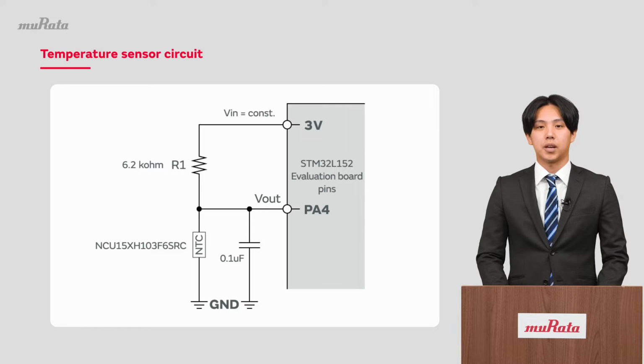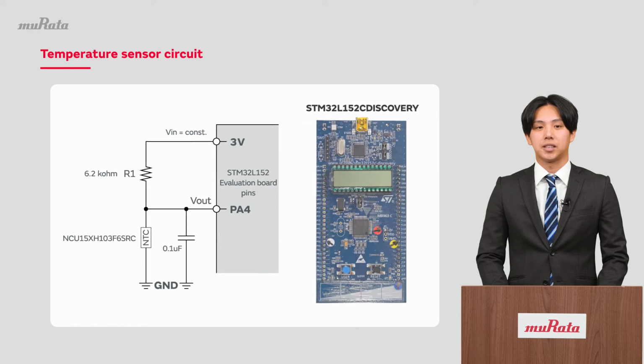This is a diagram of the temperature sensor circuit we will create. We connect a 6.2 kΩ resistor R1 and an NTC thermistor in series to the 3V power supply, which is then connected to ground. The basis for selecting a 6.2 kΩ resistor as R1 is explained in Part 3 Design Support in SimSurfing.